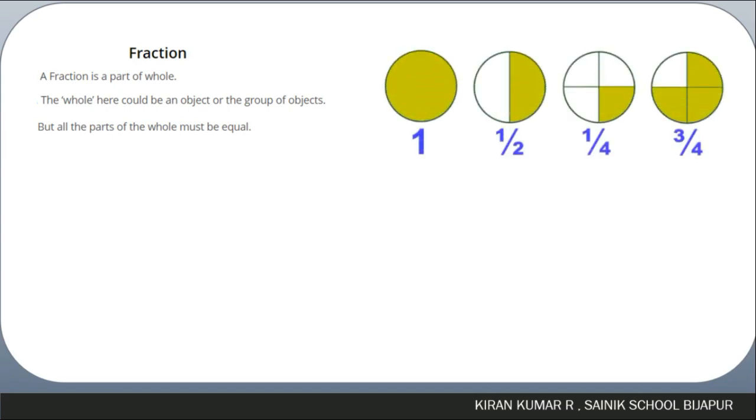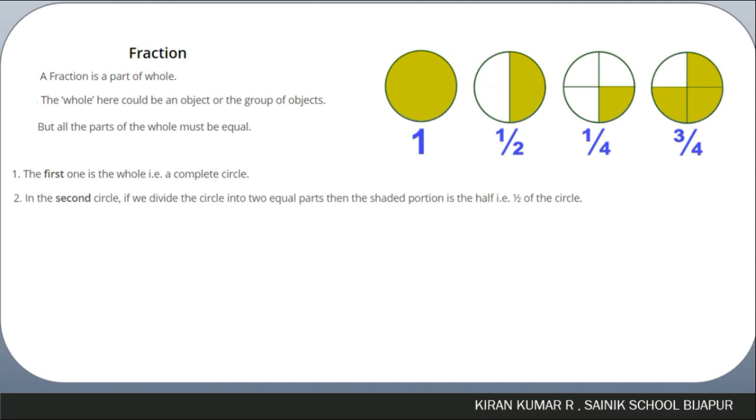Look at this figure here. The first one is whole. It's a complete circle. In the second circle, if we divide the circle into two equal parts, then the shaded portion is half. That is half of the circle.